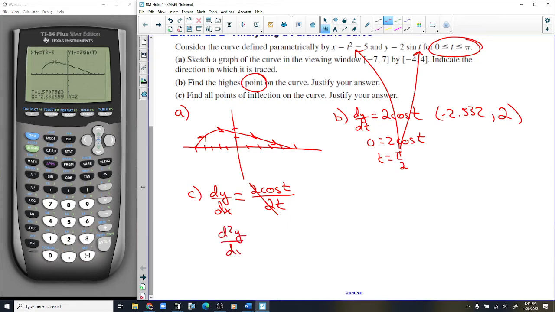d2y/dx2 now is the bottom times the derivative of the top, minus the top times the derivative of the bottom, which is 1, all over t squared. Now that's the derivative of the derivative, but we said every time you do the derivative, it's over dx/dt. I did the dy/dt, I need the dx/dt. So this is over, here's your little extra piece, dx/dt again. So that's going to be over 2t.